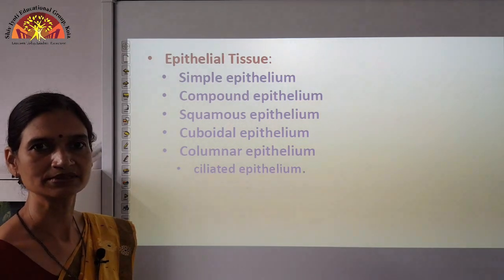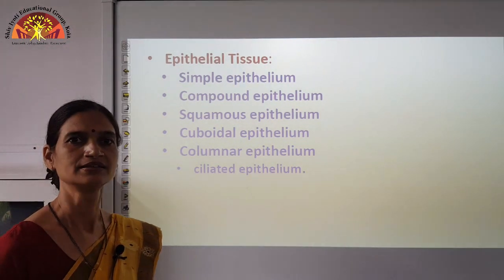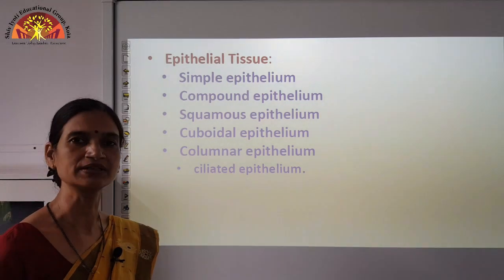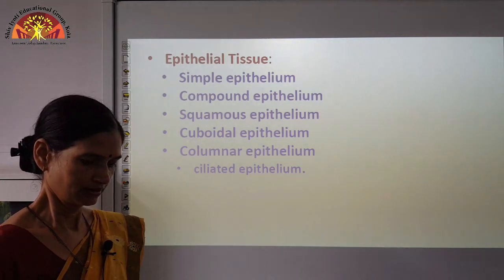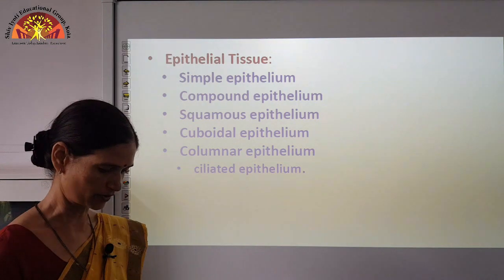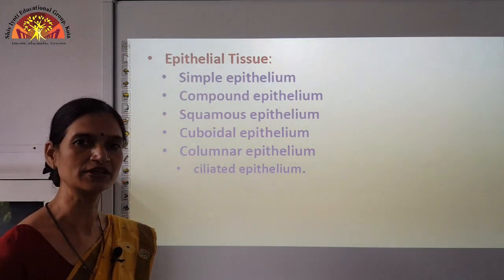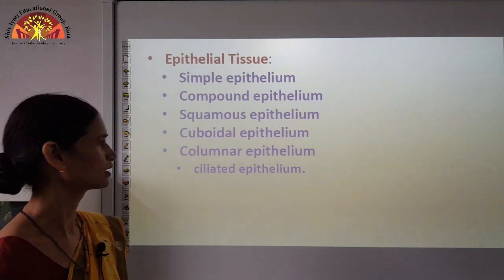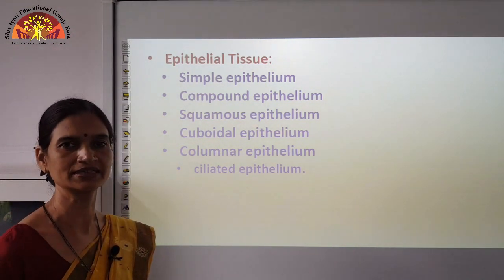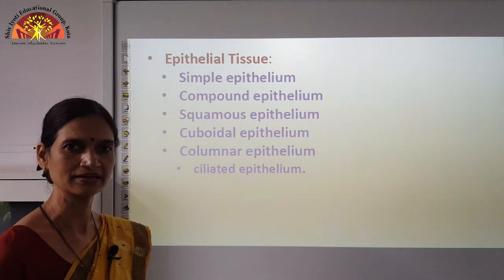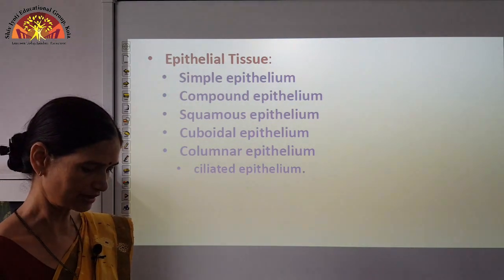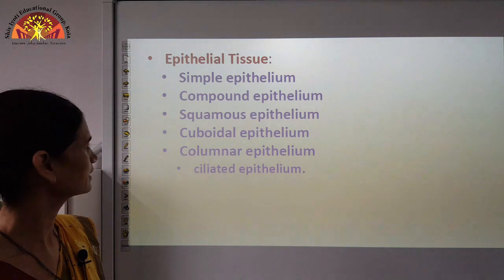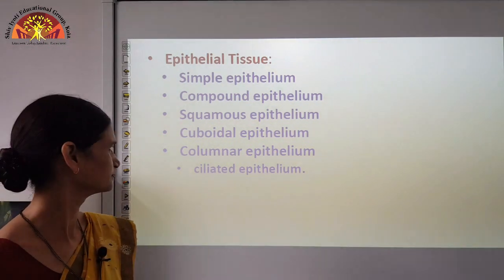Cuboidal epithelium cells are cube-shaped, and their location is that they are found in the ducts of glands and tubular parts of nephrons in kidneys, and their main function is secretion and absorption. Third is columnar. Columnar cells are very tall, slender, pillar-like in structure, and they are found in the lining of stomach and intestine, and they also help in secretion and absorption.